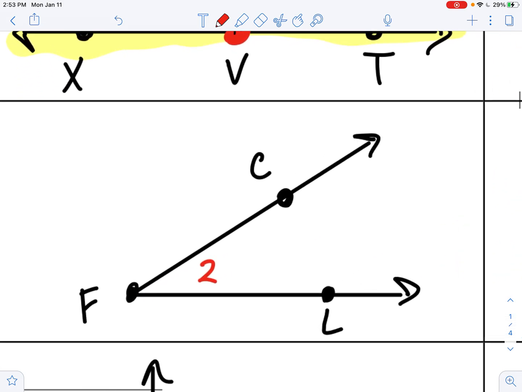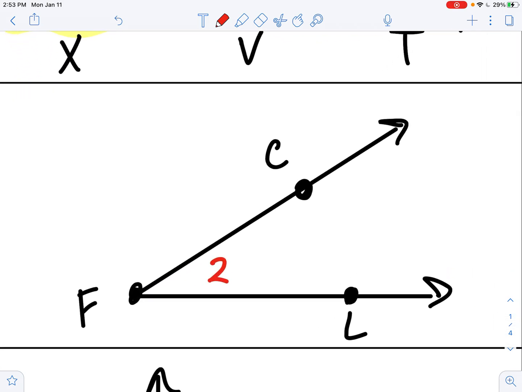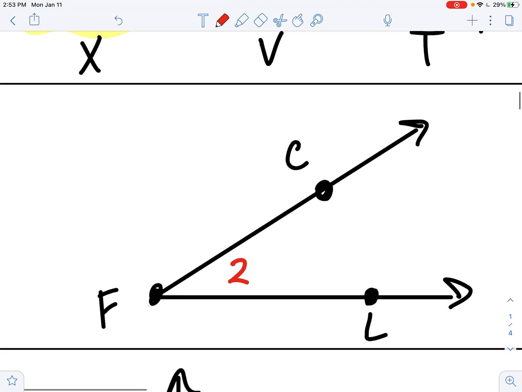I'm going to scroll down. Why don't you identify the two sides of this angle, its vertex, and the names. Pause the video and then unpause to check your work.